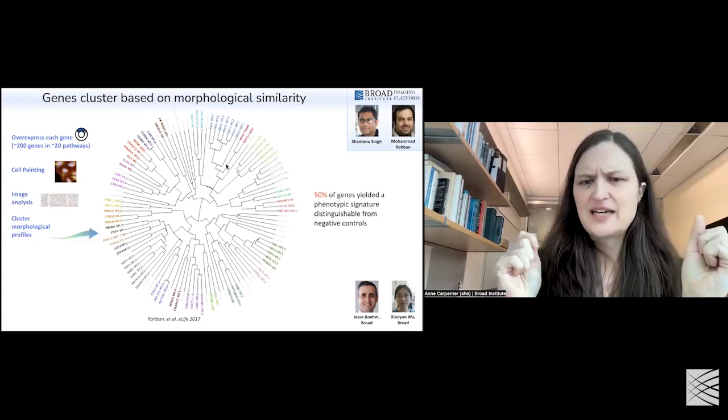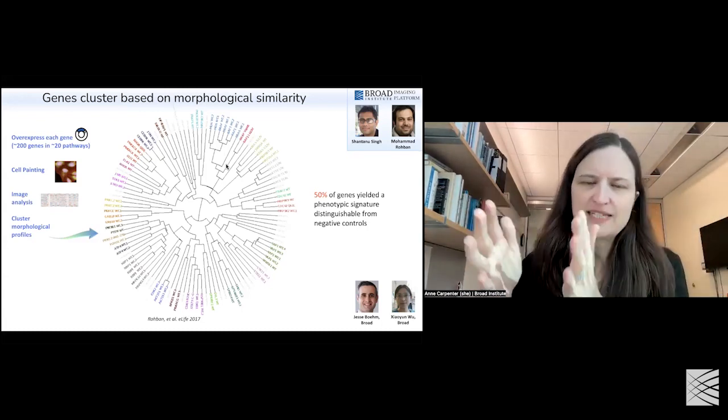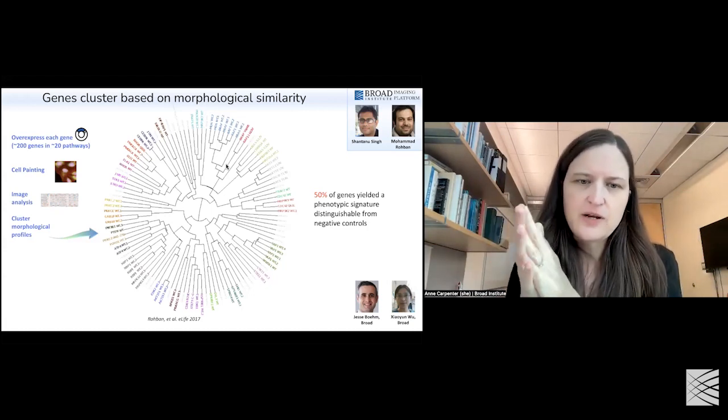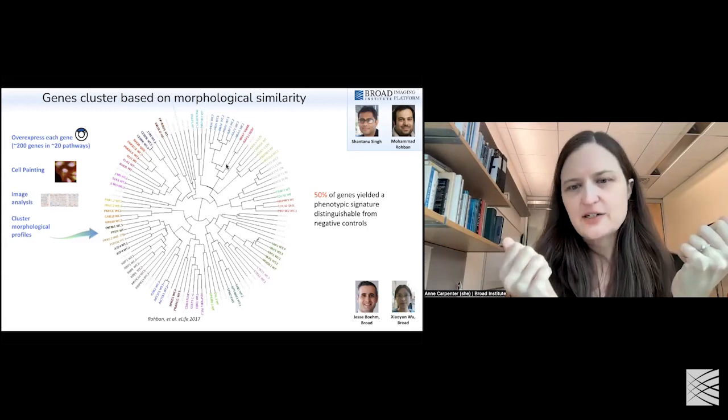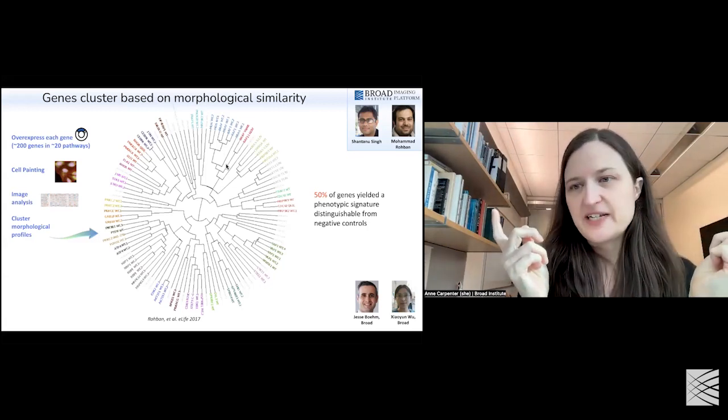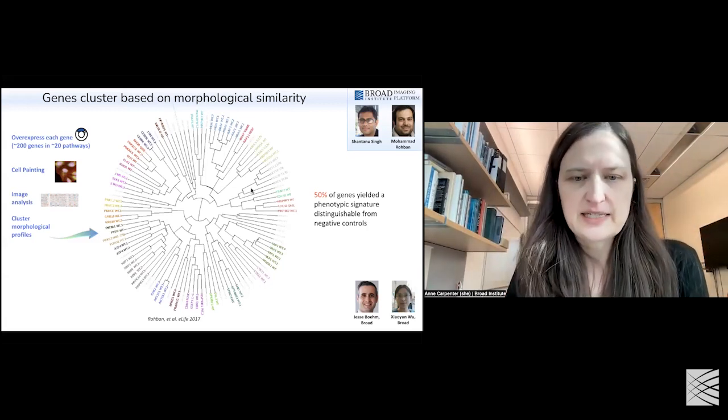And we even found that not only do proteins in the same pathway tend to cluster together, but if you have a negative and a positive regulator of a pathway, often they'll have an opposite phenotype. And that's one that we discovered in this experiment here.